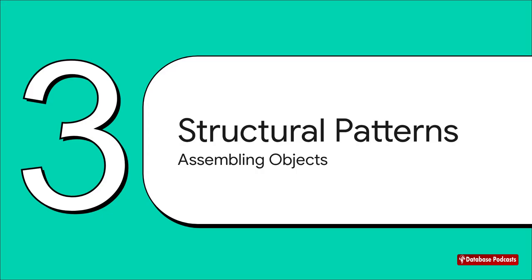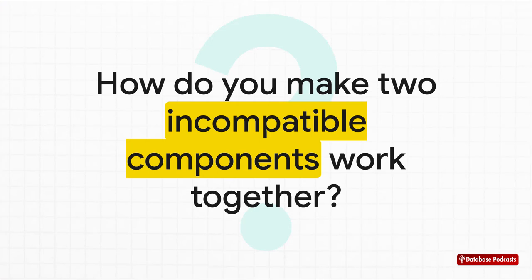So, we've talked about controlling how objects are born, but what about how they live and work together? That brings us to our next category, structural patterns. These are all about how you compose objects and classes into larger, more complex structures, making your architecture flexible and stable.